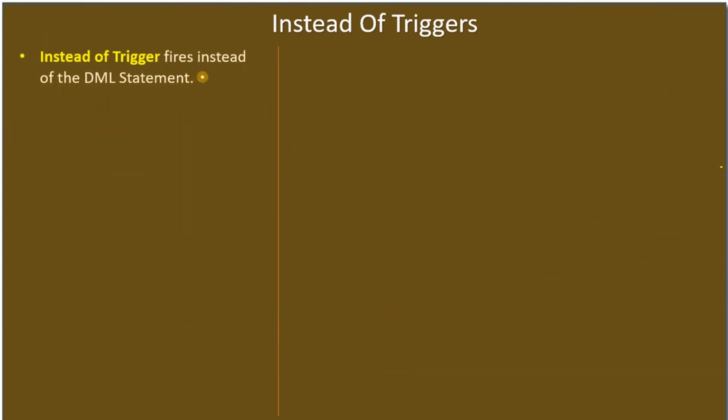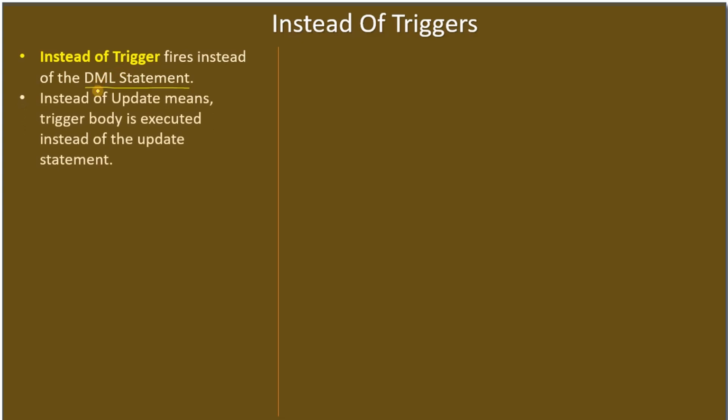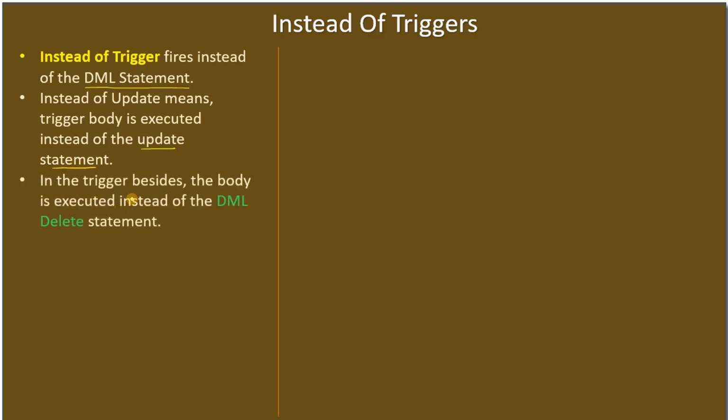Instead of trigger fires instead of a DML statement. That means when you are, for example, inserting a record with an insert statement, instead of the insert statement, the trigger body for insert will be executed. So that's why we call this an instead of trigger. Instead of update means the trigger body is executed instead of the actual update statement. The same goes for delete. In the trigger, the body is executed instead of the DML delete statement.